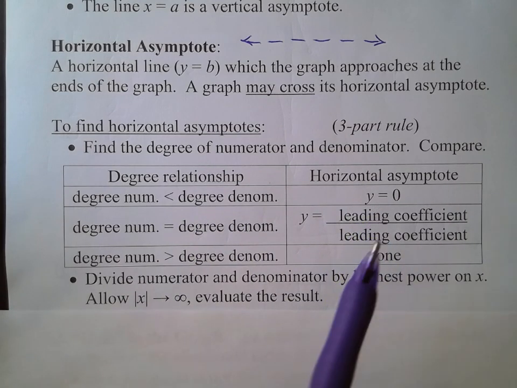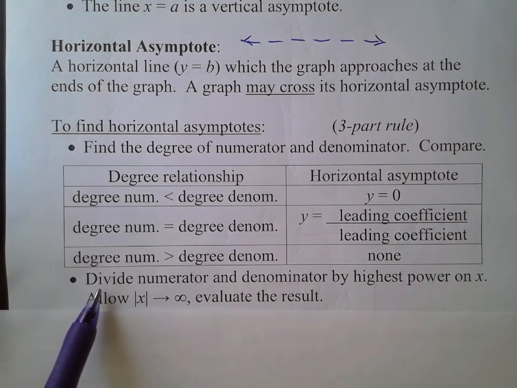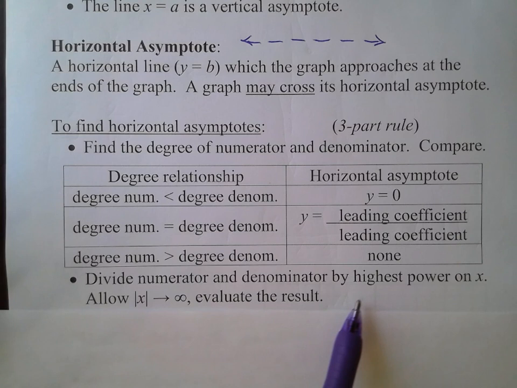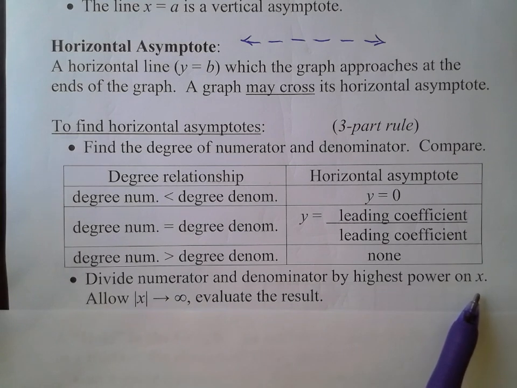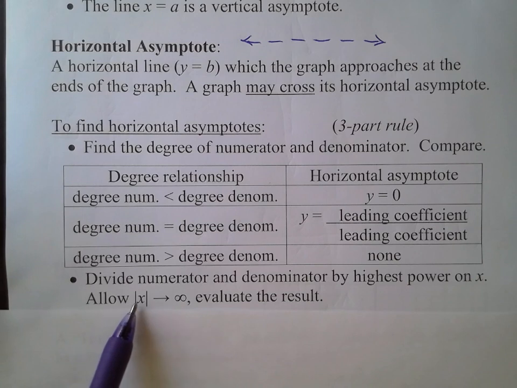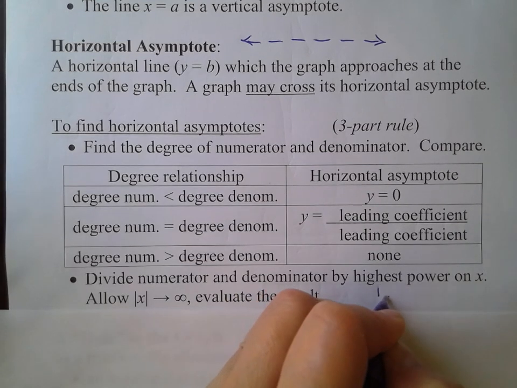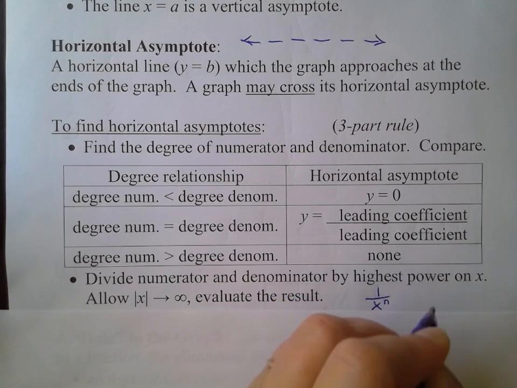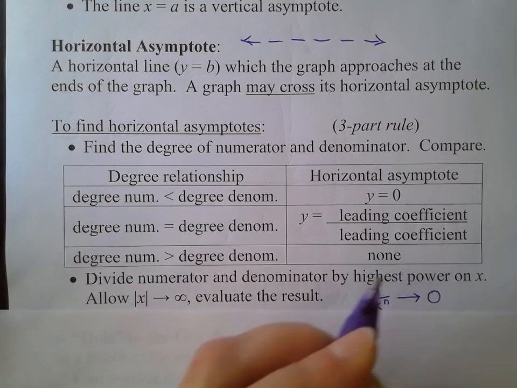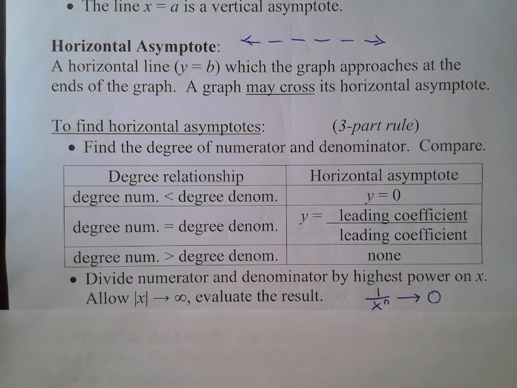Your second option is to take your fraction, not factored, regular, expanded out, and divide the numerator and denominator by the highest power on x. So you look over the entire fraction, find the highest power, and divide everything in the fraction by that highest power. Once you've done that, you're going to allow x to get really large because the horizontal asymptote affects the ends of the graph. And anything that looks like 1 over x to some power is going to go to 0. And anything else may level off at some number.